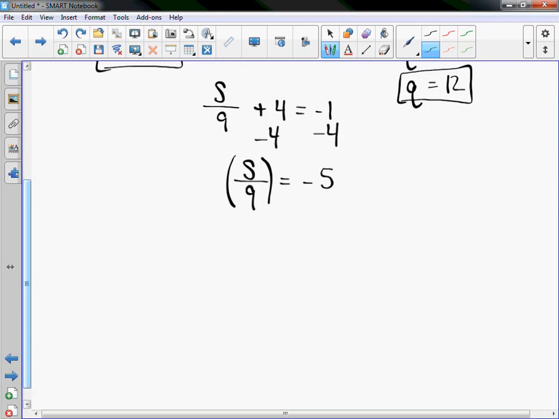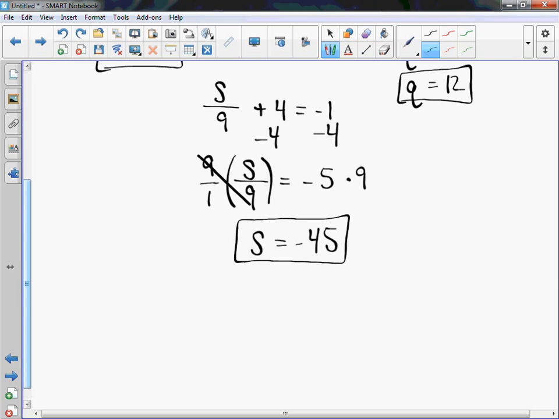9, and I can write this one as a fraction if I'd like, just so I can remember to cancel, and multiply by 9 over here. These 9's cancel. I have s divided by 1, which is s, equals -5 times 9 is -45, because if you remember, a negative times a positive is always a negative solution.